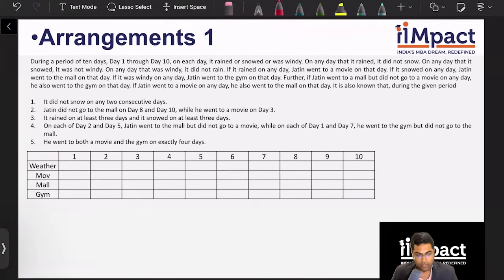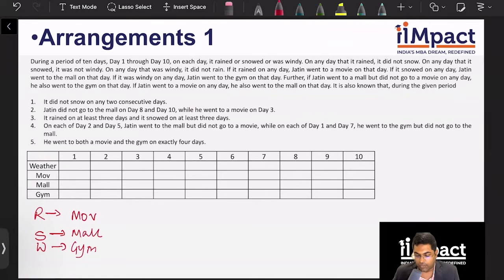Okay. All right. So before I get to the clues, let's just understand the constraints that Jatin follows on different weather days. If it rained on any day, Jatin went to a movie on that day. So if it is raining, we will have a movie day. If it snowed, then Jatin went to the mall. So if it is snowing, we will have him going to the mall. If it was windy, Jatin went to the gym. So if it's windy, Jatin is going to the gym.